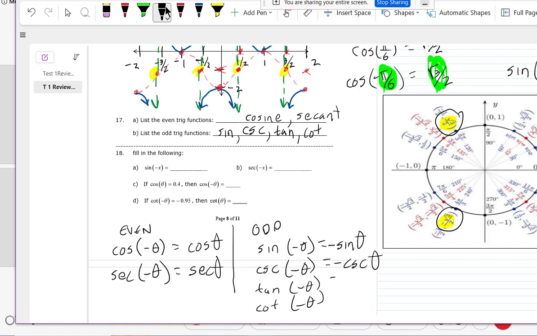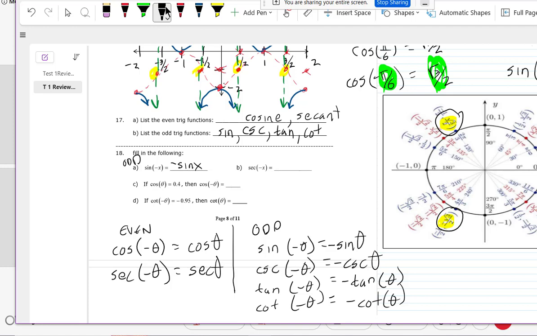You can memorize the identities without understanding what they mean, but you'll forget them if you learn it that way. The way I remember all this is I understand what even and odd functions are and how they work. And once you have those identities, the problems I'm going to do on number 18 are actually very easy. Sine is an odd function, so that will give you the opposite of the sine. That's the answer to that problem.